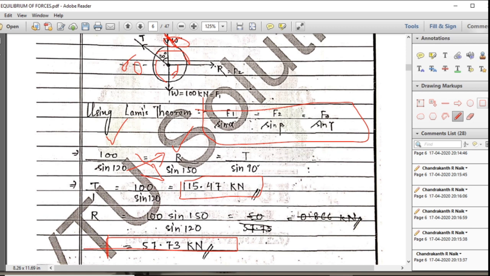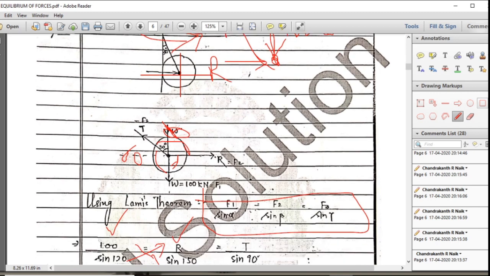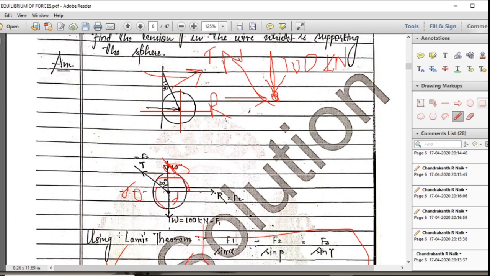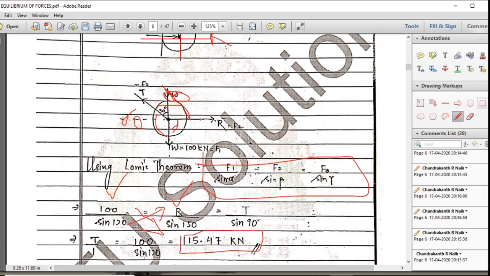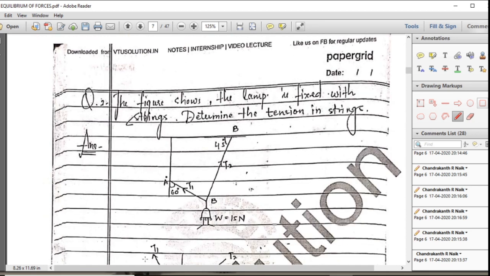So this was the simplest problem to understand the importance of the Lami's theorem. For this type of problems, when there are three forces and they are coplanar and concurrent, we can use this relationship and we can find the unknowns T and R. We can also find by equations of equilibrium, that is sigma Fx equal to 0, sigma Fy equal to 0. We will get the solution. By both ways we can find the solution. So now let us see another problem.